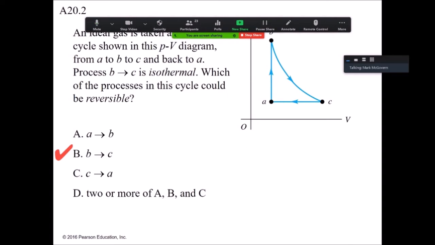So I have a question for you here. We have a PV diagram. We have a process that is broken up into 3 steps. We have an isochoric process, we have an isothermal process, and we have an isobaric process.